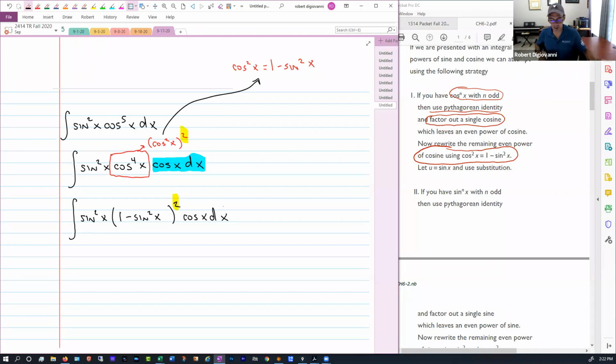Now for this method, we're supposed to make a substitution, but instead of u being cosine x like it was in the previous, it's now u is sine x. And the derivative of that will be cosine x dx. So there's my cosine x dx, right? That matches. All my sines get replaced with u's.